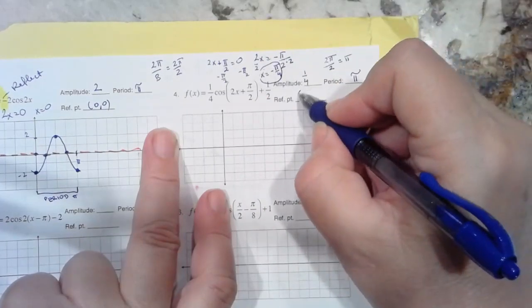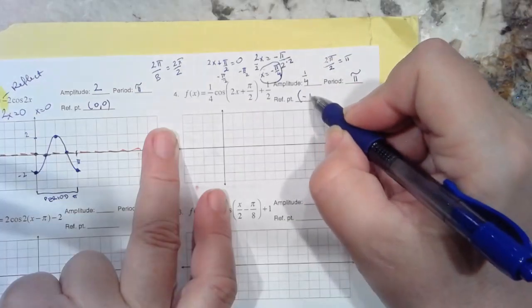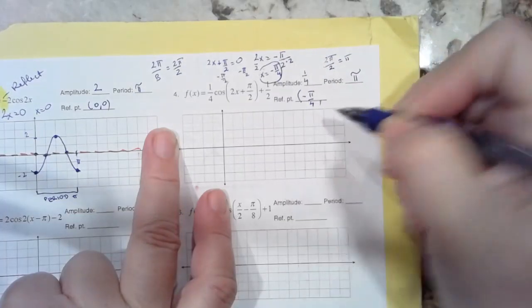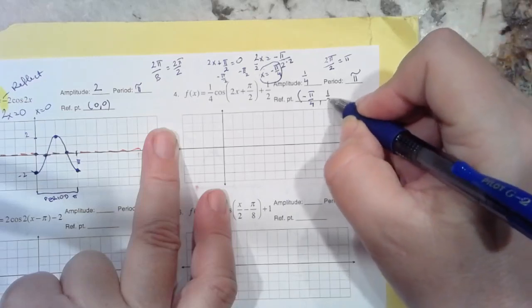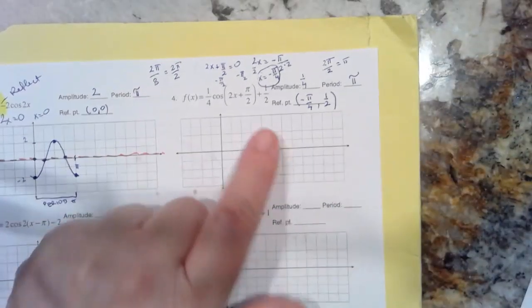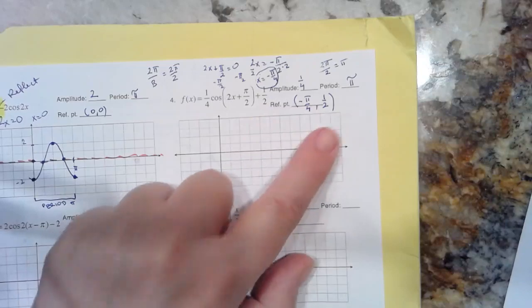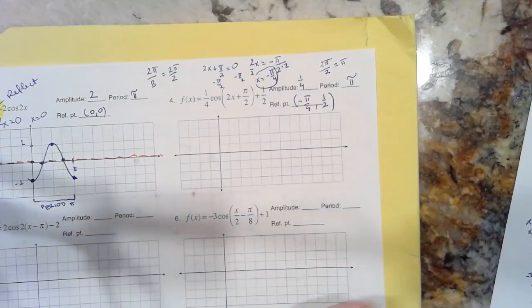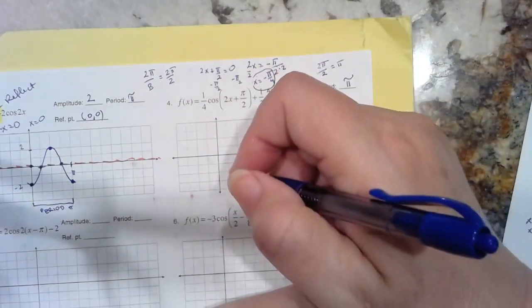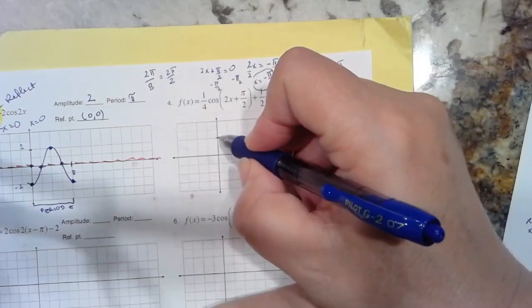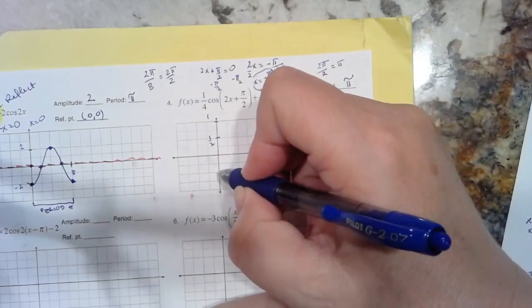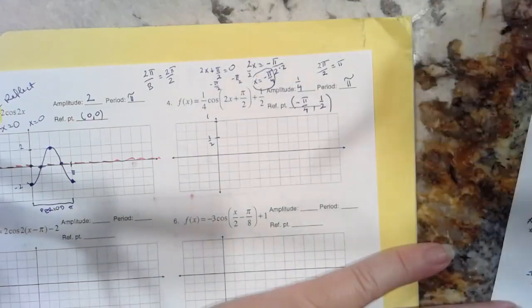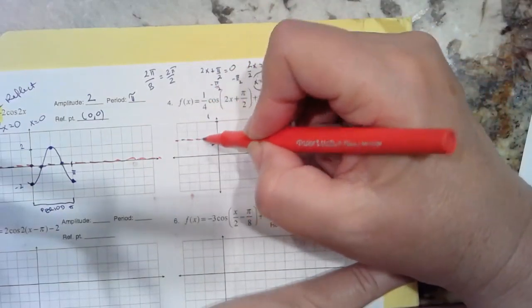So reference point is negative pi over 4, comma, and k is 1/2, so it's just going to be positive 1/2. Okay, so this is 1/2. That gives you the midline. So my midline is at positive 1/2. So I will count it. So this will be my 1/2. This will be my 1. And so my midline is at positive 1/2.